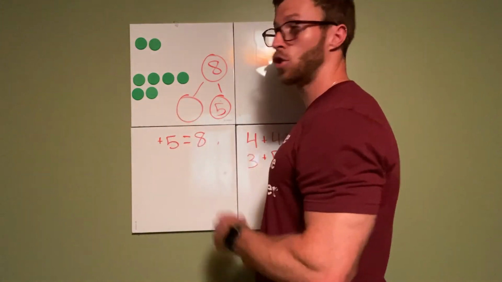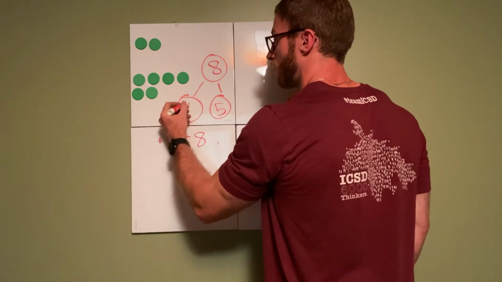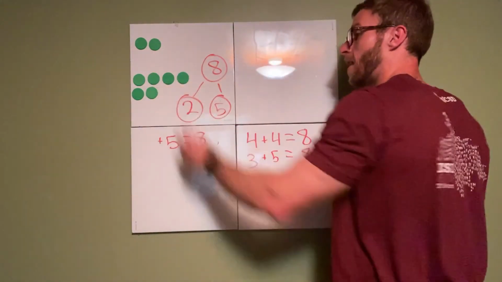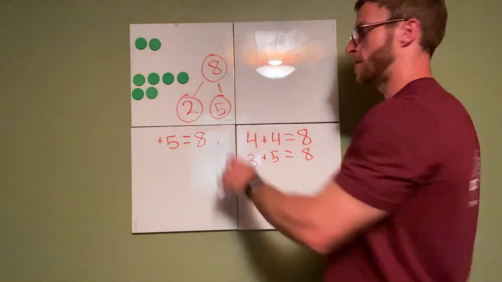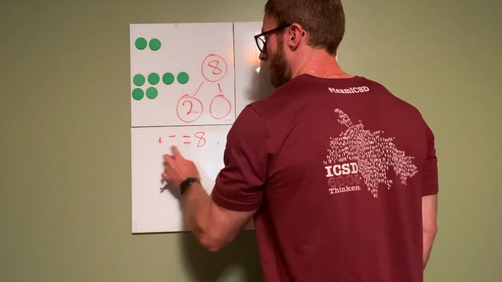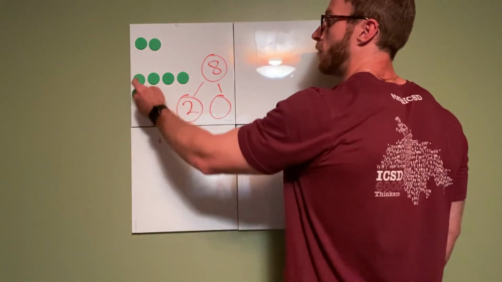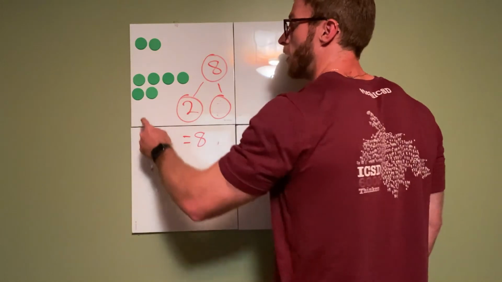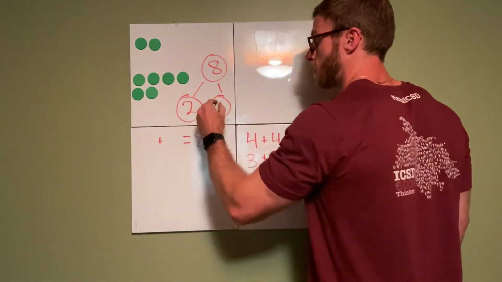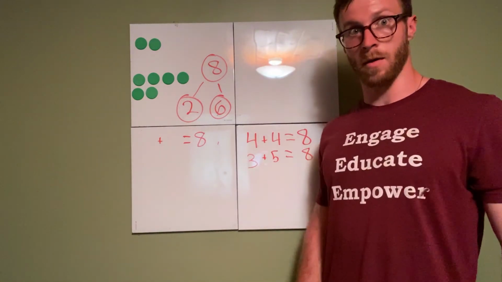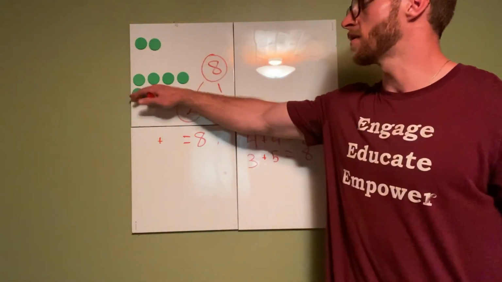I have 2. 1, 2. Do I have 5 down here anymore when I added that other one on? I don't have 5 anymore. I have 1, 2, 3, 4, 5, 6. Now I have 6. All right, so we have 2 and 6.